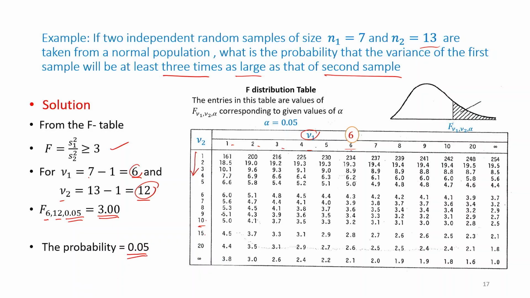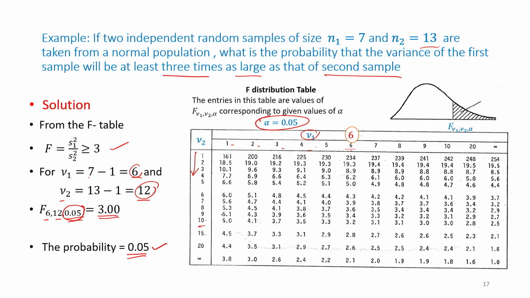Therefore, the probability that it will be 3 times as large as the second sample is going to be 0.05, because this value is obtained when the alpha value is 0.05. So you have to keep checking. This table is given for alpha equal to 0.05.